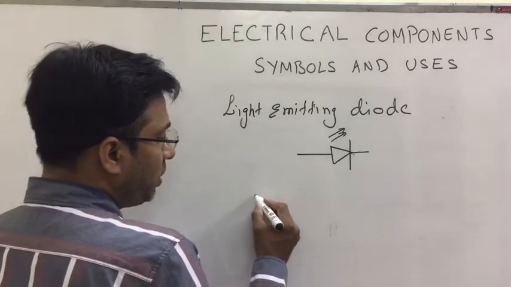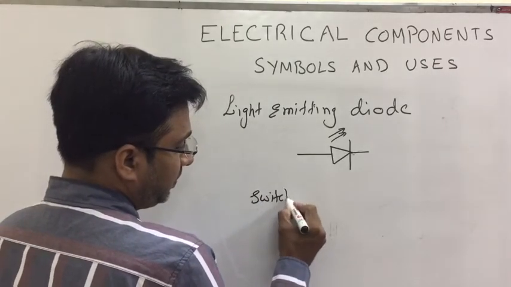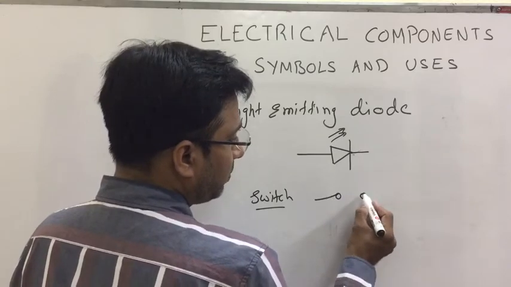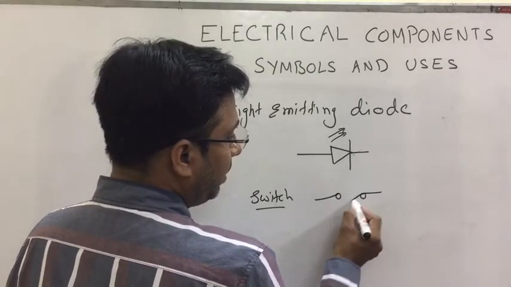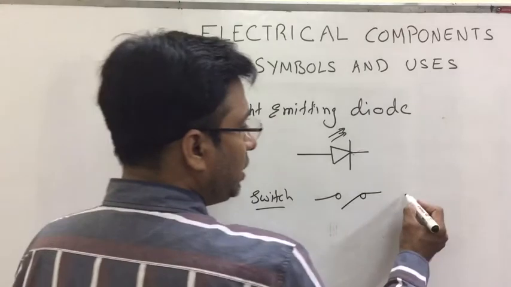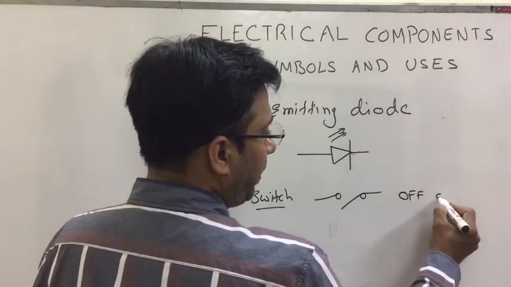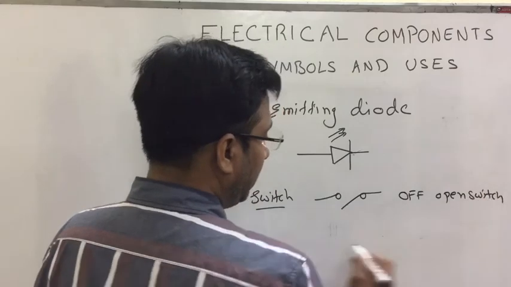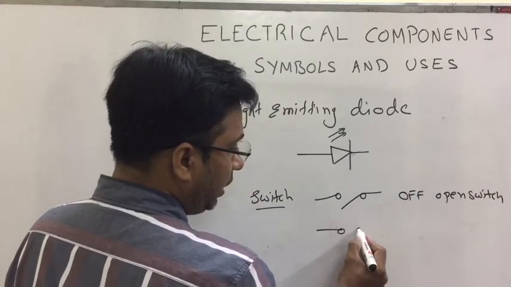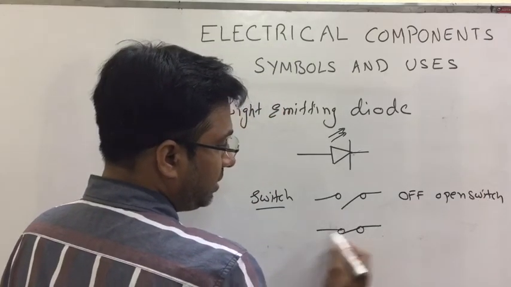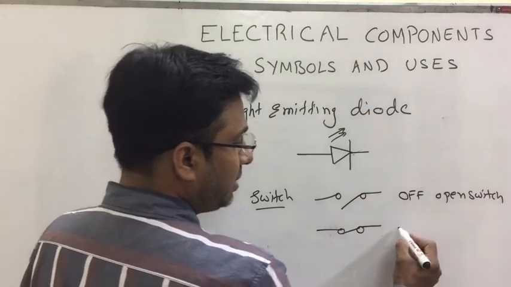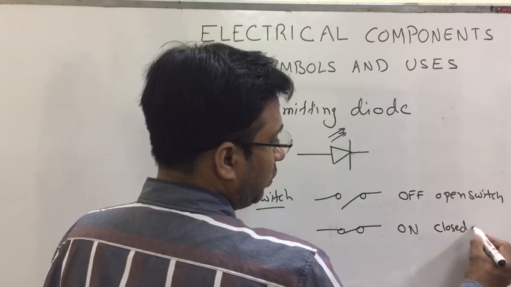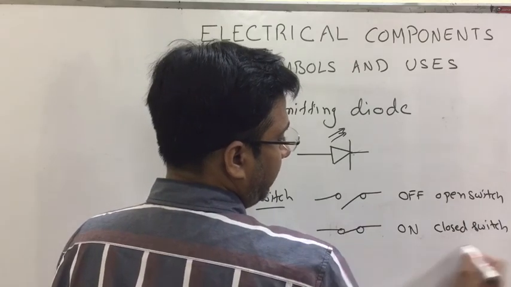Then we have the last one, switch. Representation of switch. The switch is off, that is open switch. And if it is connected like this, it is on, that means closed switch.